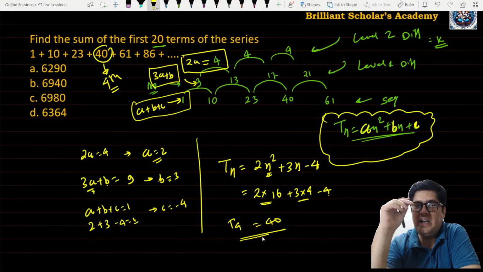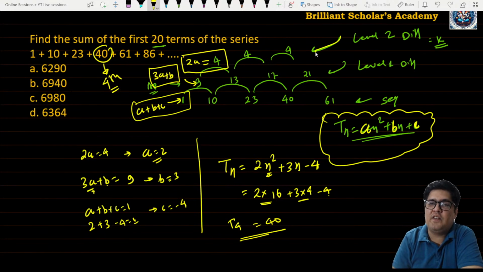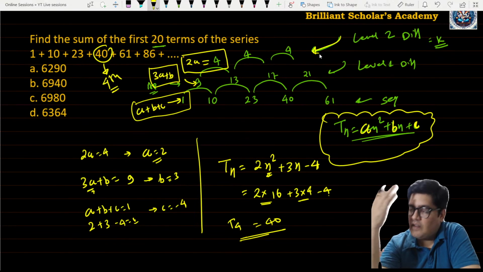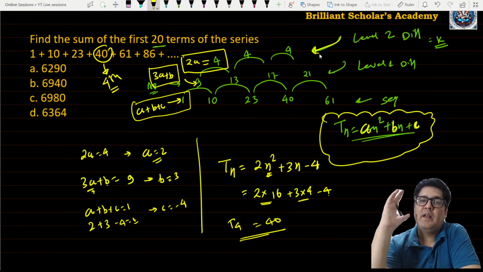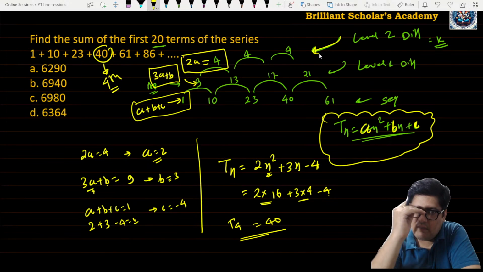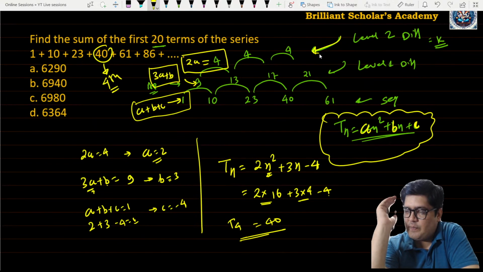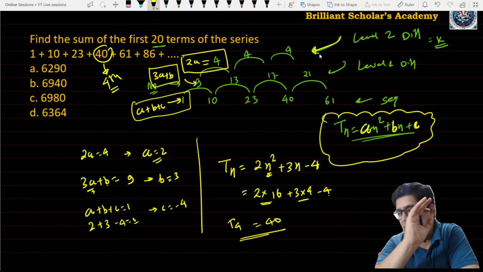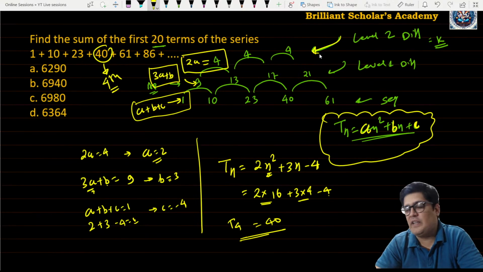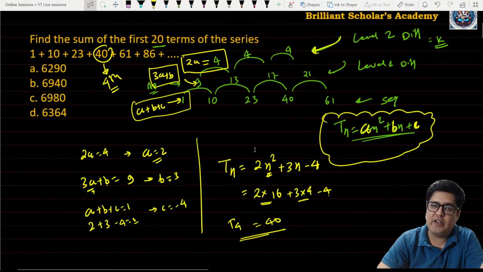So I wanted to highlight the level 2 difference is constant. When the level 2 difference is constant, it's a quadratic sequence. In a quadratic sequence, the trick is there. 2a is the highest value, the topmost value. Then the lower value is 3a plus b. Then the lowest value is a plus b plus c. If you know this, you have found out your general term in 3 steps. The rest of it is derivation. Don't worry about that. I'll show that to you in a live lecture.